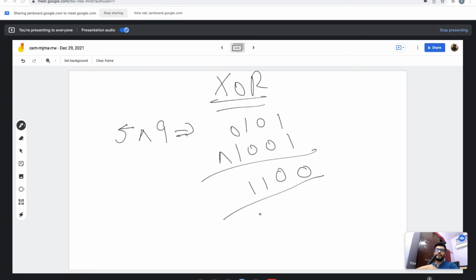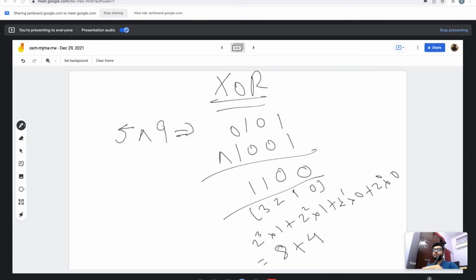And then again, like we did before, we can easily convert it into decimal format, right? So what we are going to do is 2 raised to power 3 multiplied by 1 plus 2 raised to power 2 multiplied by 1 plus 2 raised to power 1 multiplied by 0 plus 2 raised to power 0 multiplied by 0, which takes us to 8 plus 4 plus 0 plus 0, which is 12. So basically the XOR of 5 and 9 becomes 12. So this is how we find the XOR of two numbers.